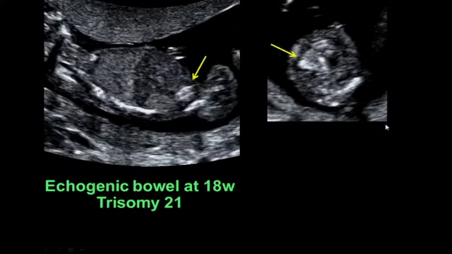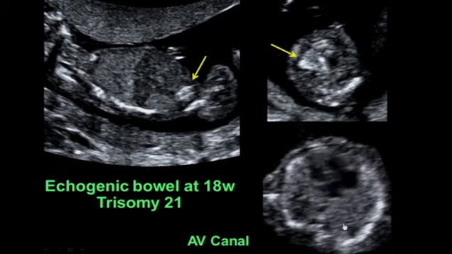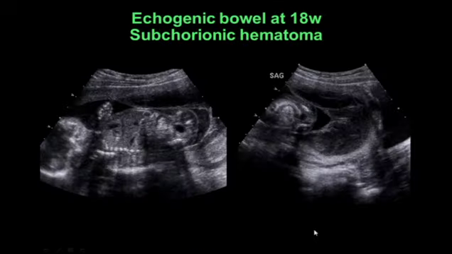So here's an example of a fetus with echogenic bowel at 18 weeks gestation. You can see this small clump of bowel on these two images is very bright as the bone we see here at the iliac crest. And this fetus proved to have trisomy 21. This is a view of the fetal heart in the same fetus, and you can see that there's an AV canal deformity, a complex congenital anomaly of the heart associated with trisomy 21.